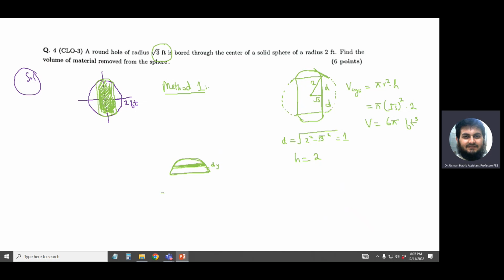And we know from the method of disks, what is the volume of this whole object? That will be equal to pi r squared.